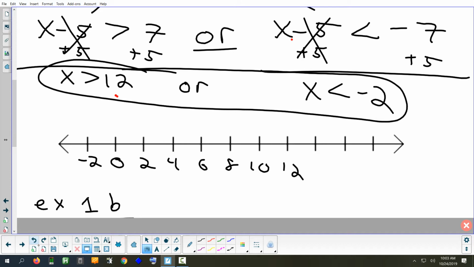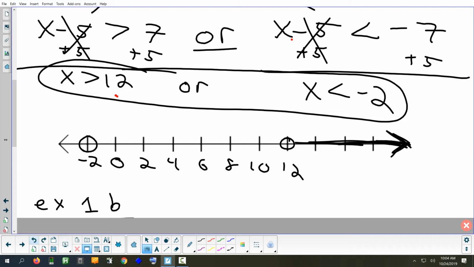Maya, what kind of circle on 12? Open circle. And shade to the... That way. Which way? People watching won't know which way that way is. The right. Remember, x is greater than 12. It's pointing to the right. Think if you made an arrow out of that. Shade to the right. How about, Tristan, what kind of circle on negative 2?